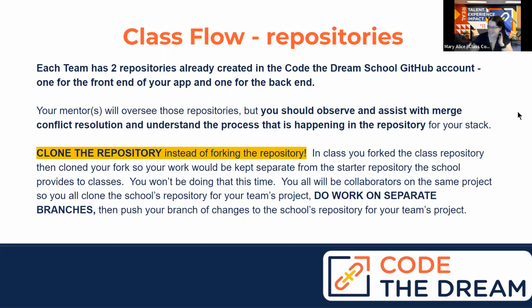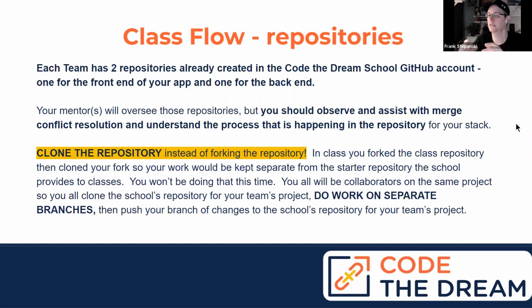I was just checking to make sure everything made sense. So the reason why you're cloning and not forking, just like Mary Alice said, is the repo, each group's front end repo and back end repo, that's where we're going to be pushing to. You're not going to be forking it, because if you forked it, it makes a copy to your own GitHub repo, which you don't want.